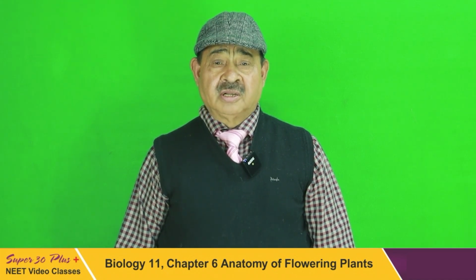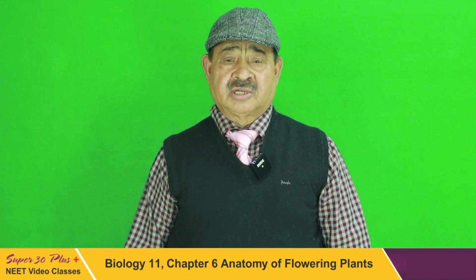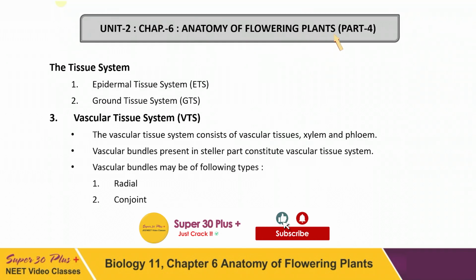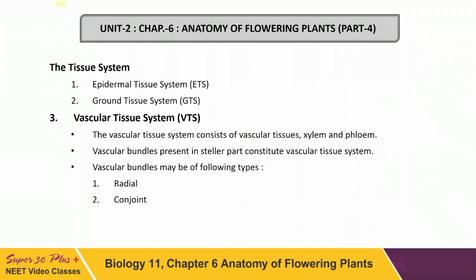This is part 4, chapter 6, plant anatomy of flowering plant. Hello, let us concentrate on part 4 of chapter 6, anatomy of flowering plant. Already we have done the epidermal tissue system and the ground tissue system. Now we will start with the vascular tissue system.